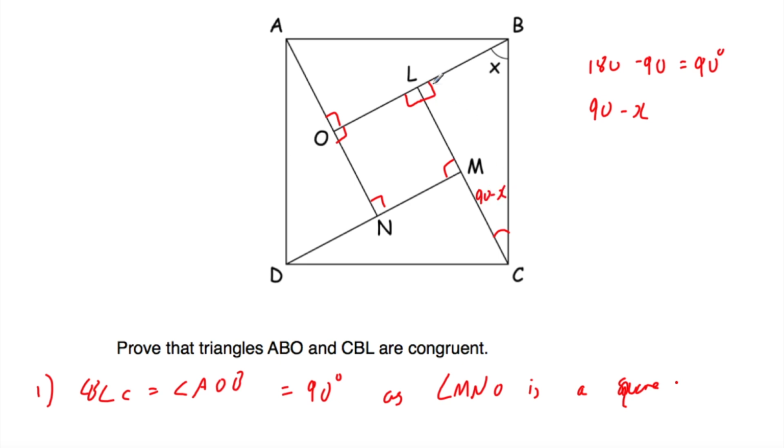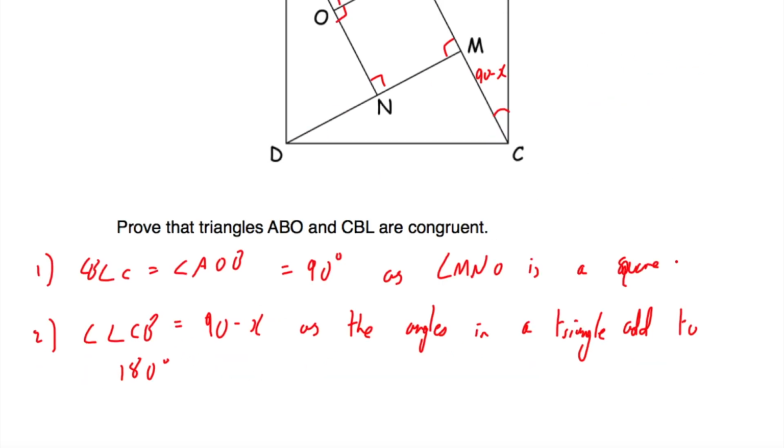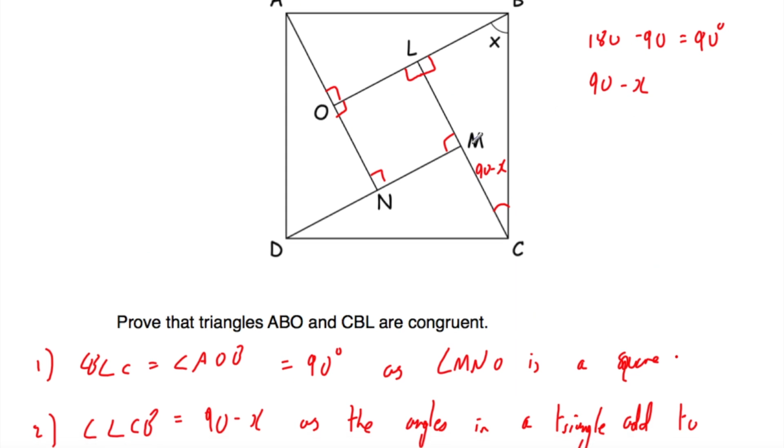So for instance, if that's a right angle and that's 80 degrees, that must be 10 degrees. 90 minus 80 would be equal to 10. So that means that this angle here is equal to 90 minus x degrees. So let's write that down. Okay, so I've just written down that angle LCB, this angle here, is equal to 90 minus x degrees, as the angles in a triangle add to 180 degrees, so what we've used.